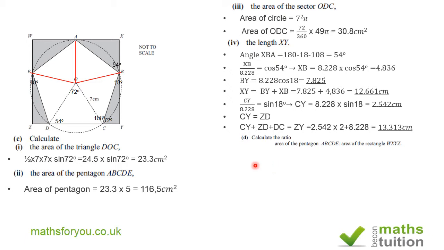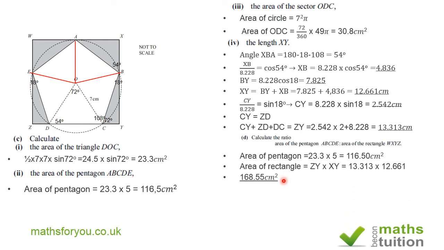Now we have to find the ratio. We know the area of the pentagon is 116.5. We now need to find the area of the rectangle, and the area of the rectangle will be 12.661 times 13.313 centimeters, and that gives us a figure of 168.55 centimeters squared.